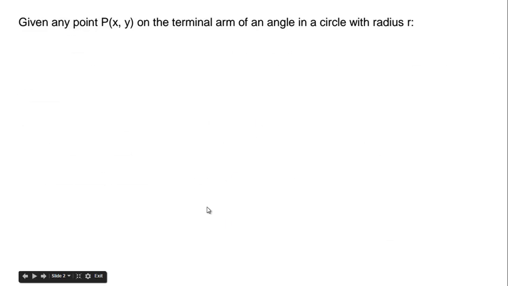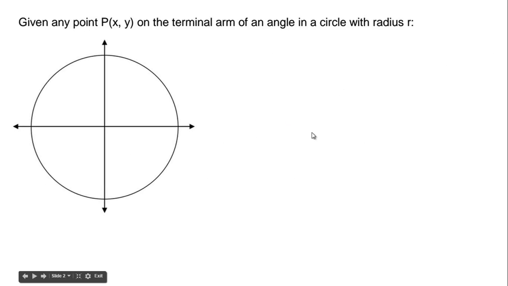Okay, so here's what we're looking at. Given a point on the terminal arm of an angle in a circle with radius r. So if you've got a circle here, the radius is r, so it's a fixed radius, and you've got a point on that graph that looks like that.